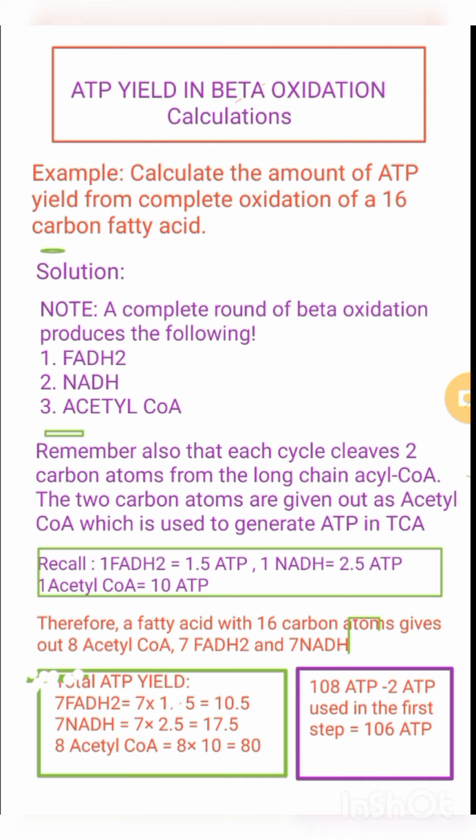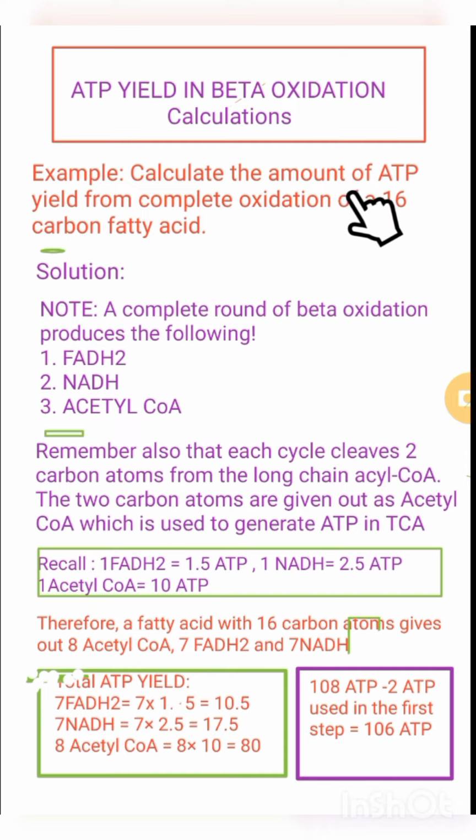There is a question that came through from our previous session on beta oxidation, and this has to do with the ATP yield in beta oxidation. How do you calculate the amount of ATP that could be produced from a given fatty acid after complete beta oxidation? So let's have a look at a sample question.